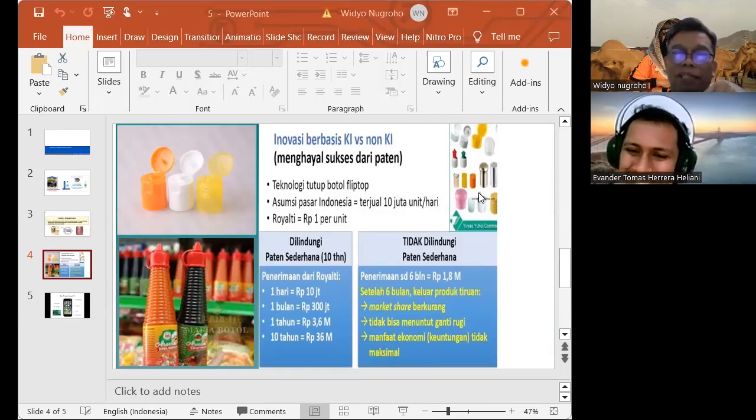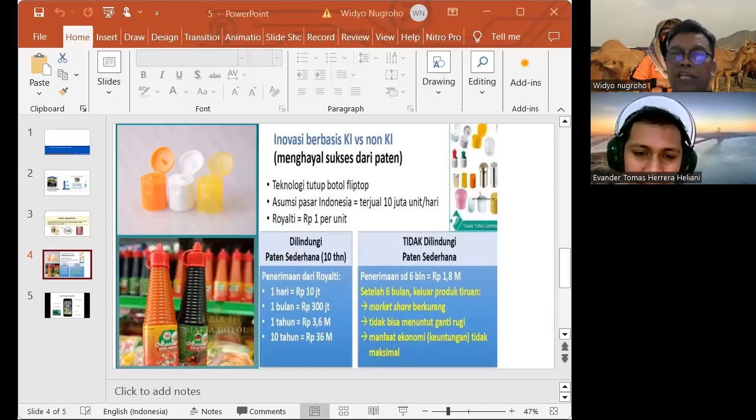The cap was zinc with a circular shape. In Indonesia, it used to be called crop. Crop, the bottle cap was called crop back then, crop when I was little. With the flip-top bottle cap technology, we no longer need to struggle when pouring sauce or seasoning onto our meals.